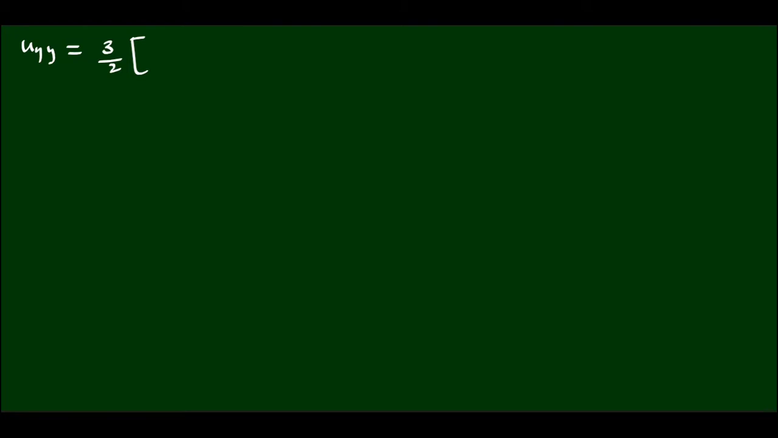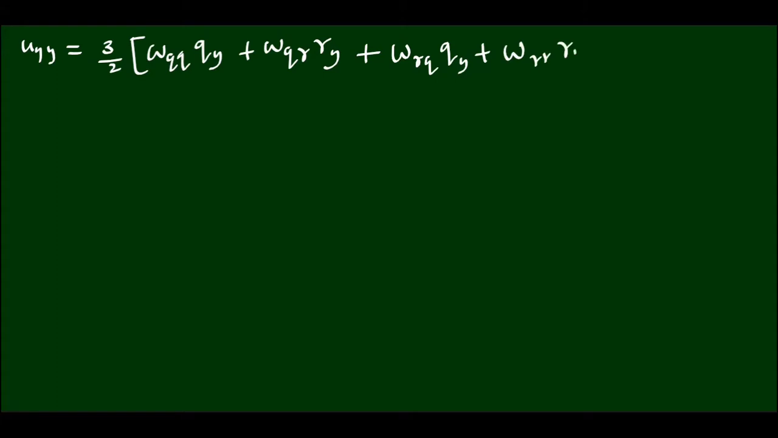Derivative of wq with respect to y is wqq qy plus wqr ry, plus derivative of wr with respect to y, that is wrq qy plus wrr ry. Okay, now we can substitute the values of qy and ry.